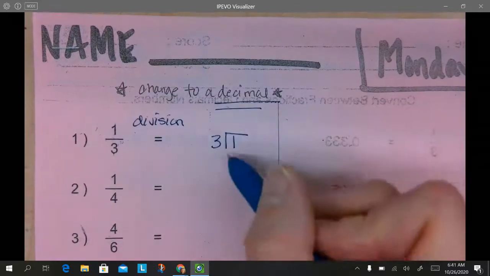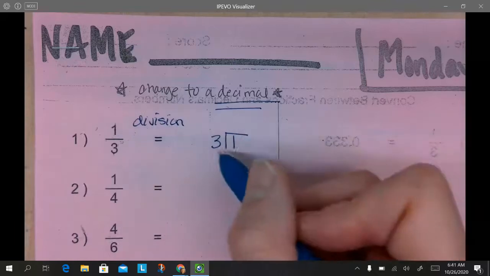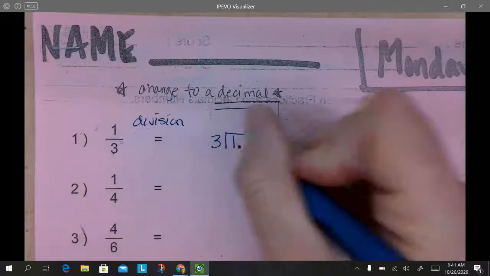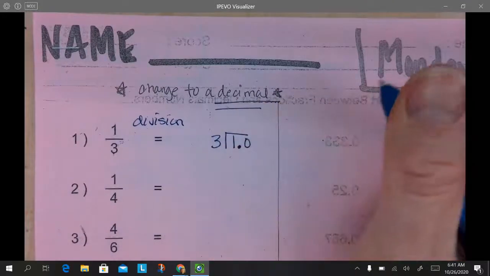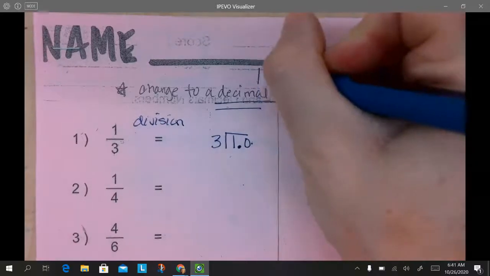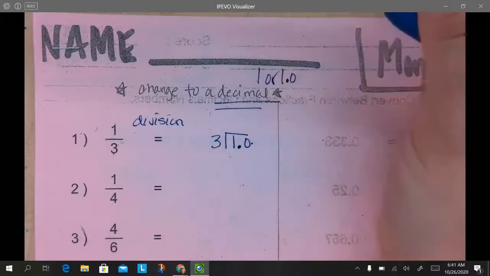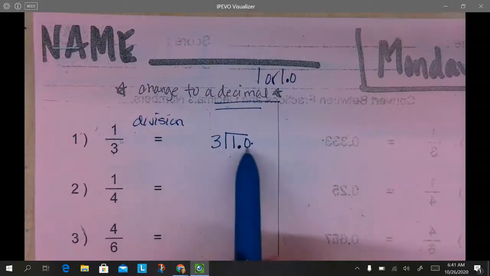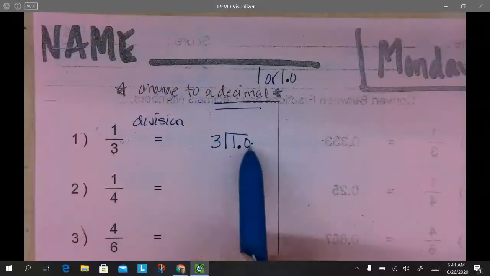And I know you're going to look at this and say, oh my gosh, this drives me crazy because 3 can't go into 1. And I realize that. But if you put a decimal point and 0, this does not change the number. Because no matter if you have 1 or 1.0, it's the same number. But now you can divide into it. Because how many times does 3 go into 10?